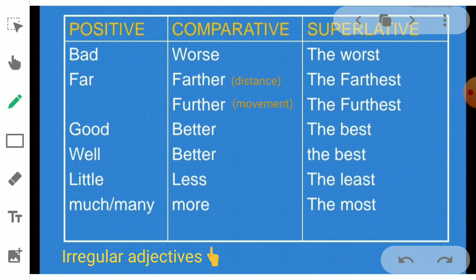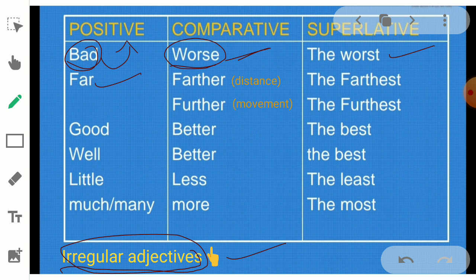Next, here is about irregular adjectives. What are irregular adjectives? Adjectives which don't follow the same rule. For example, bad: in the positive degree it is bad, in the comparative it is worse, in the superlative worst. Far, farther, farthest. Farther is used for distance. Look at the spelling, it is changed.